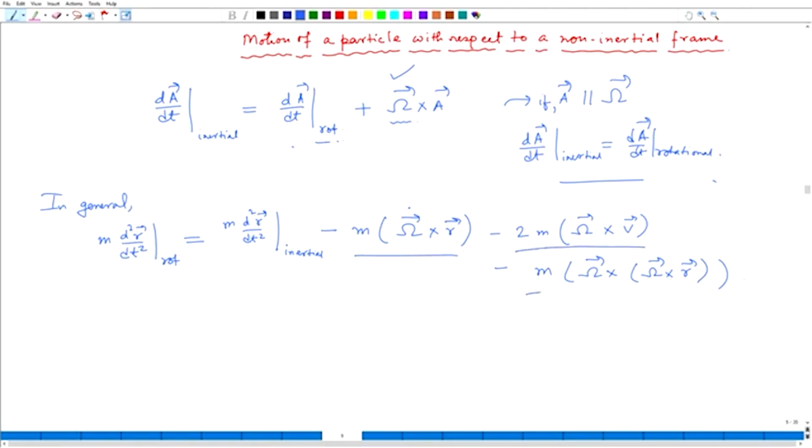All these three forces are non-existent with respect to an inertial frame of reference, and they are known as pseudo forces. This one is exactly equal to the net external force, because in an inertial frame of reference Newton's law holds good. So, if we now know this and all this information, then in principle one should be able to calculate m d2r/dt2 with respect to a rotating frame of reference.